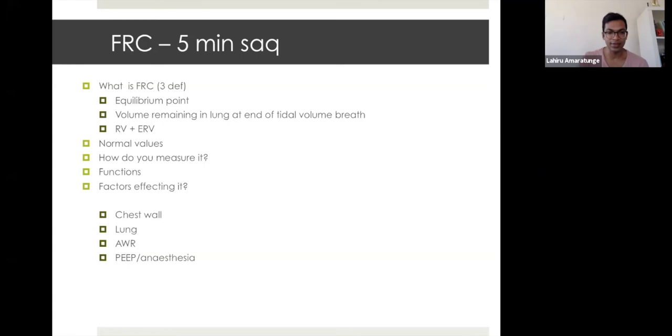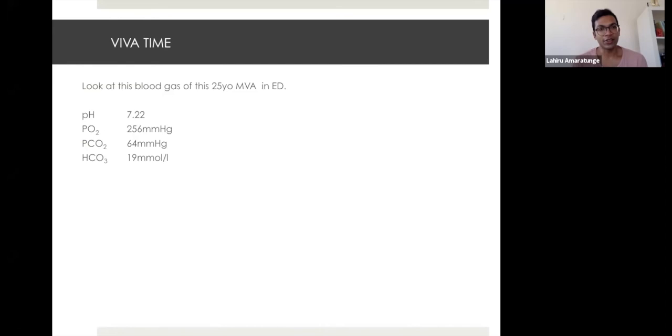And then airway resistance factors. You can imagine that with dynamic hyperinflation, you'd get a higher FRC in obstructive lung disease. And then PEEP and anaesthesia. PEEP and anaesthesia can increase or maintain it. This is one of the tips that one of the examiners gave me back in the day, so I thought I'd just give it to everyone.